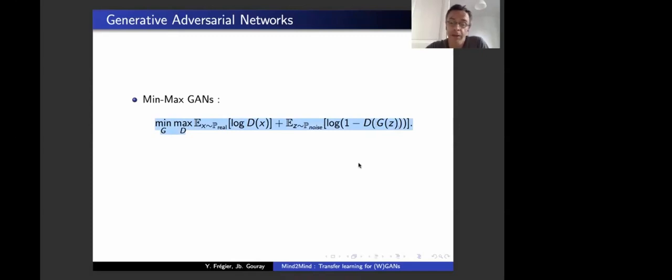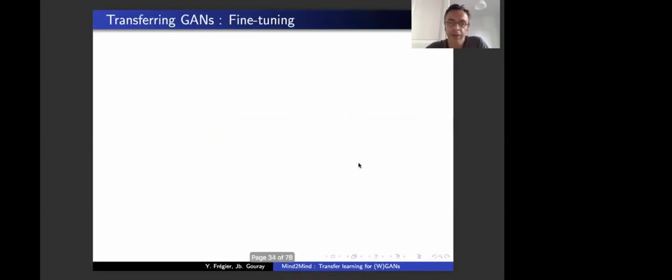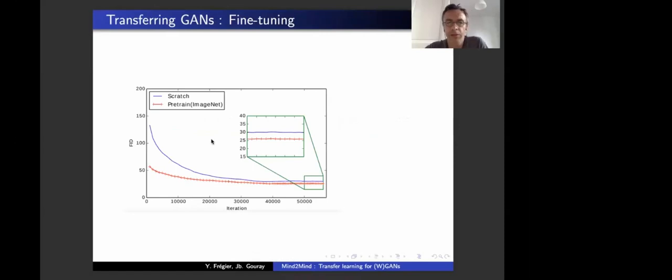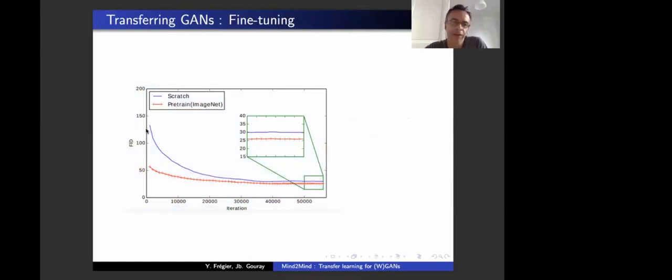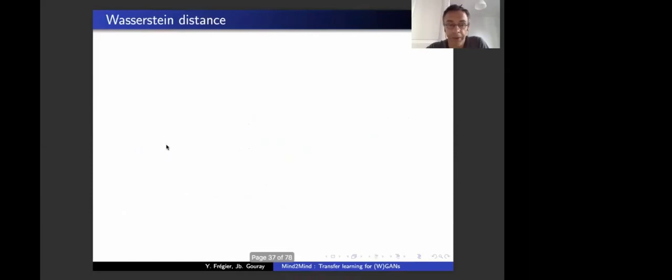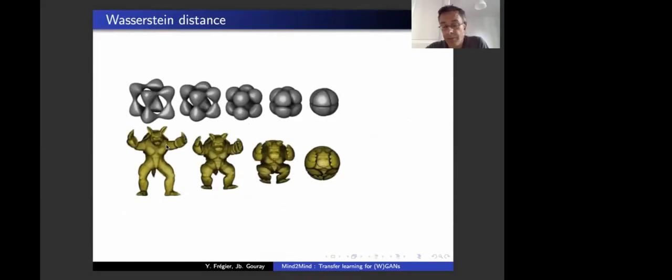So that's it. What I'm saying is that this works pretty well. For example, if you do the fine tuning, you see the red one is fine tuned. It learns very fast and has a higher, better result than if you start from scratch. That's what I explained before. But now the point is that these min-max GANs are not the best GANs. The good ones are the Wasserstein ones.